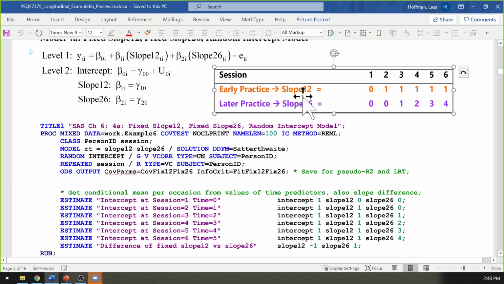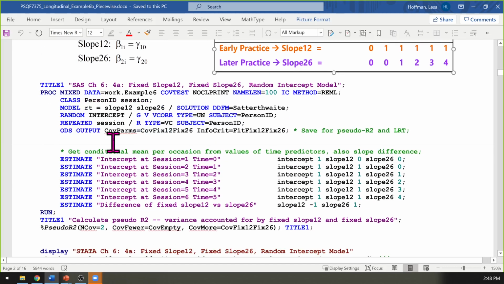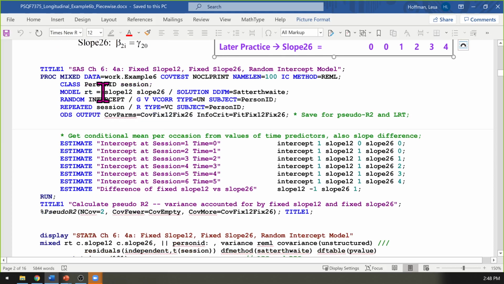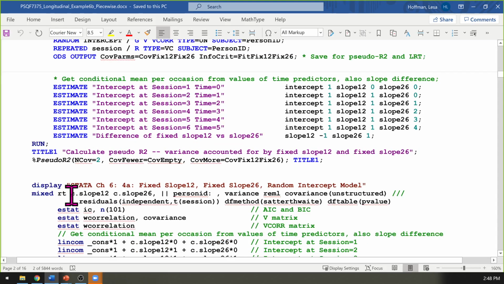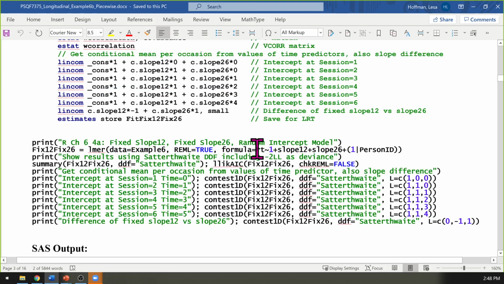So once I make my new slope 1, 2 and slope 2, 6 variables, I put them in the model as usual. So they go in here on the model statement. Note that they do not go on the class statement, meaning I am treating these as continuous predictors. They do not go on class. They only go on model. And here they are in the Stata code as well. And here they are in the R code in Elmer today.